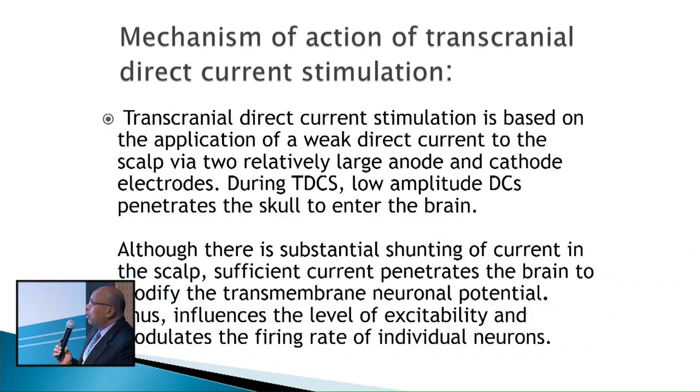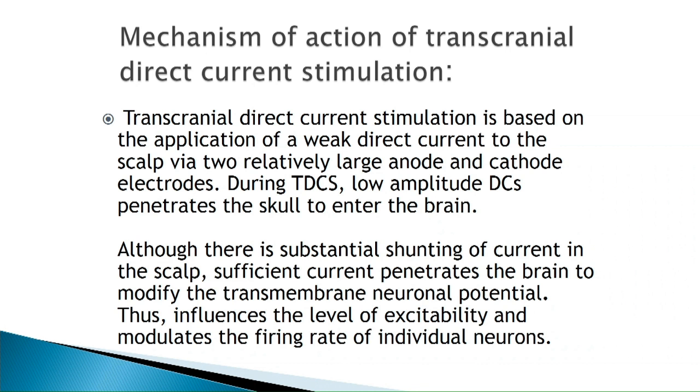Mechanism of action of transcranial direct current stimulation. Transcranial direct current stimulation is based on the application of a weak direct current to the scalp via two relatively large electrodes, the anode and the cathode. During transcranial direct current stimulation, low amplitude direct current penetrates the skull because the bone is highly conducting to electrical current. This is a very important basic phenomenon. So low amplitude direct current stimulation penetrates the skull to enter the brain.